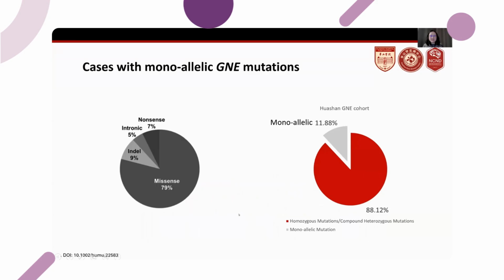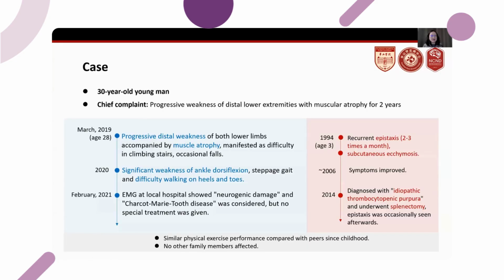However, what's bewildering is that in our cohort, 11% of patients still have only monoallelic gene mutations. So there comes this index patient, who is a 30-year-old young man. He complained of distal weakness at age 28, and it progressed quite fast. The EMG primarily showed a neurogenic change, and he was diagnosed with Charcot-Marie-Tooth.